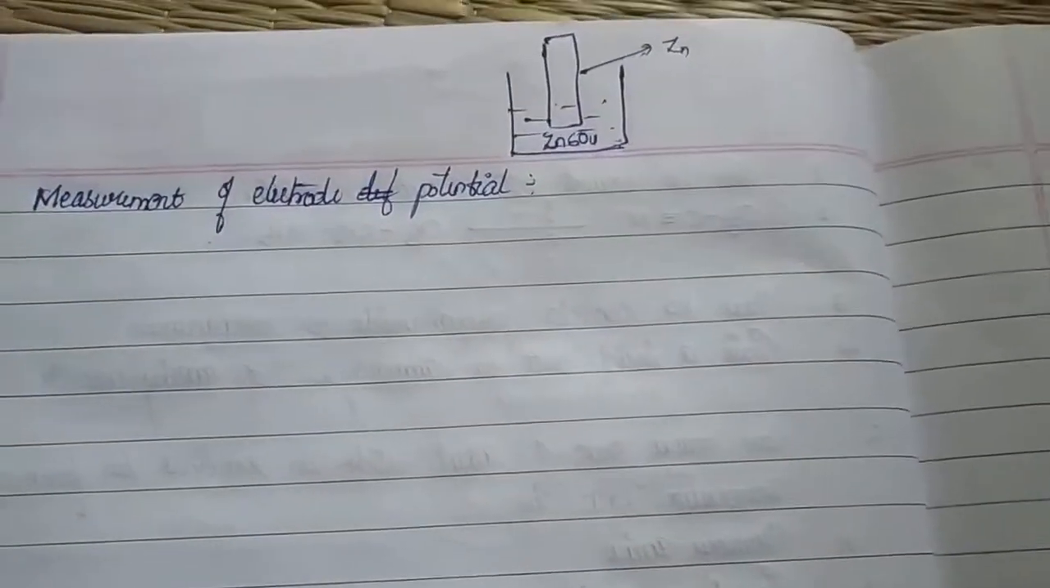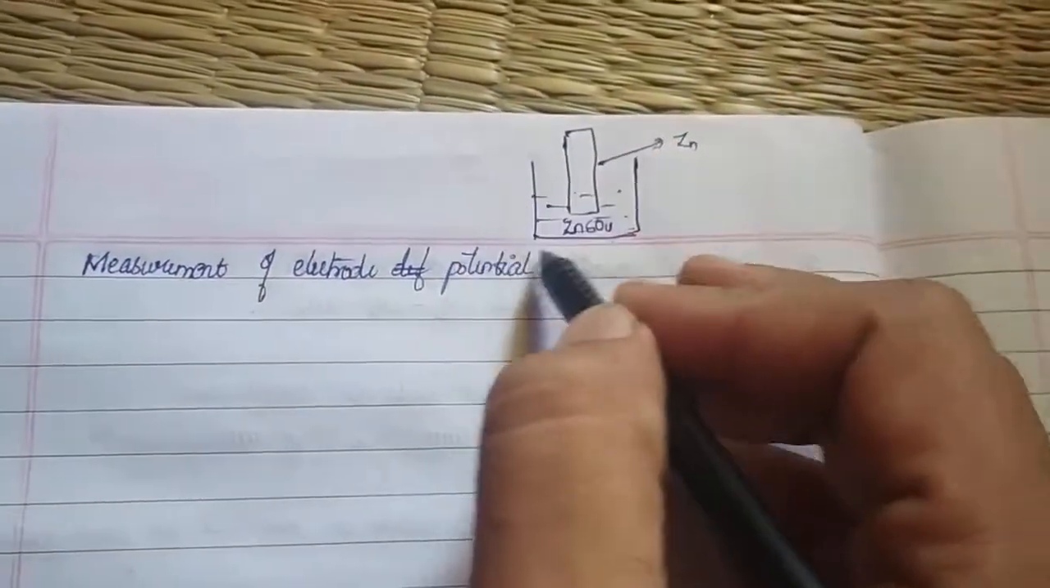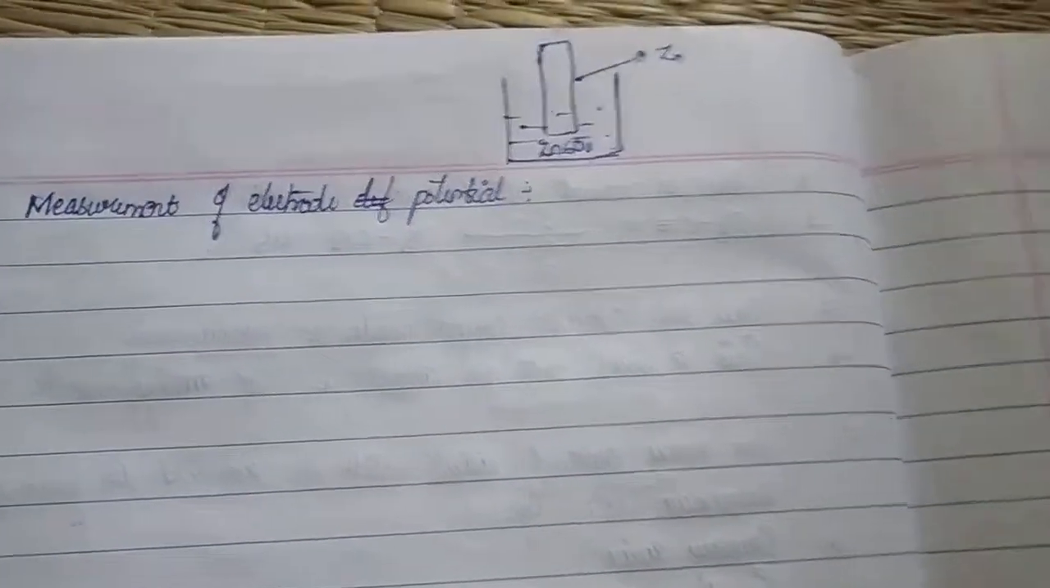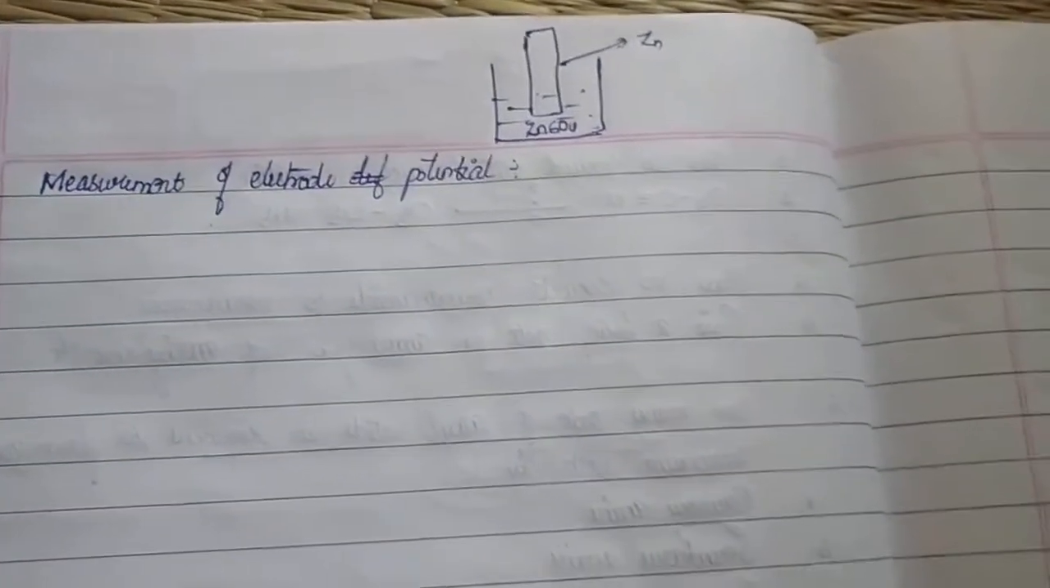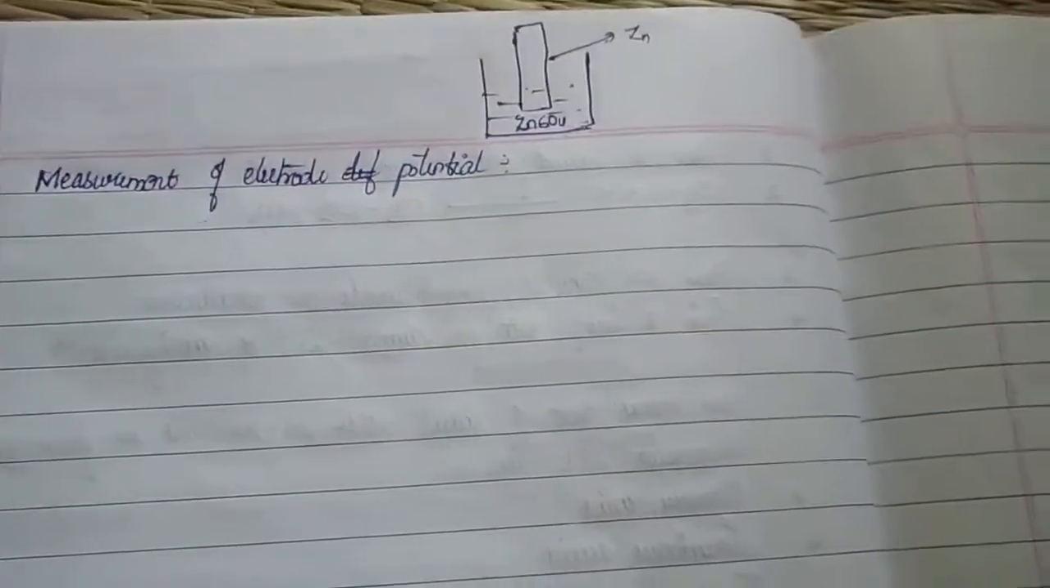But how to measure it? Are you getting my point? How will you measure it? Because in this whole setup, I have never used a voltmeter or a galvanometer or any such instrument which can give me the value of the electrode potential. Yes or no? Are you getting my point?